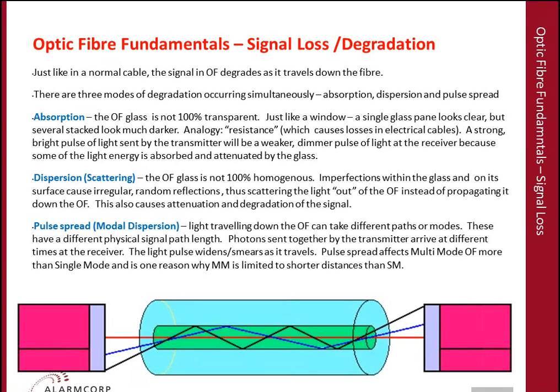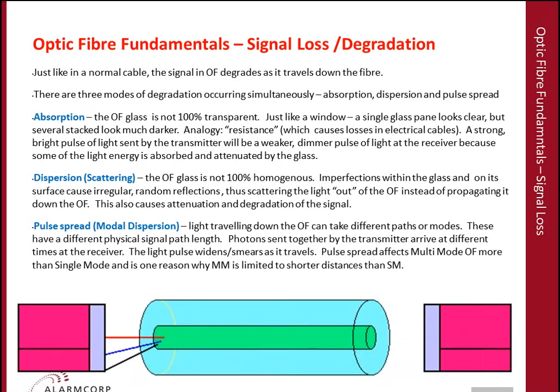Now, dispersion or scattering. The glass is not 100% homogeneous. We have minor imperfections within the glass itself and on its surface. And what that does is it causes irregular random reflections, thus scattering the light out of the fiber instead of propagating the light down the fiber. So this also causes attenuation and degradation of the signal.